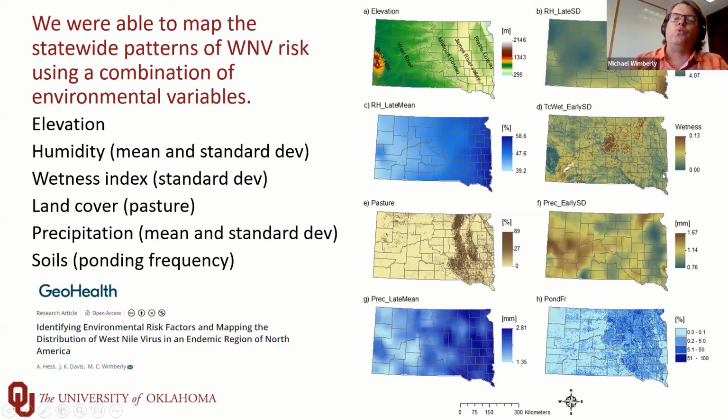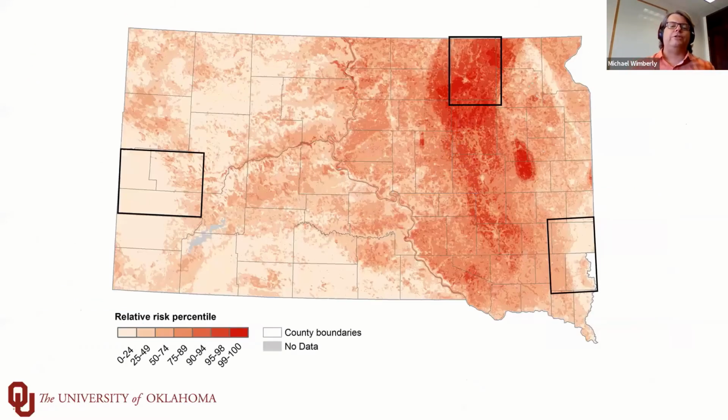And just to point out, this wetness index is a year-to-year variation. What it's really doing is measuring year-to-year variation in surface water and surface moisture. So it's telling us something about where the most flood-prone areas in the state are. And again, I'm not going to go into the details, but Andrea was able to put all of these pieces together and come up with a very nice statewide risk map for West Nile virus.